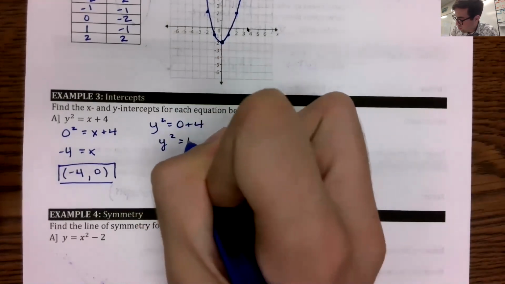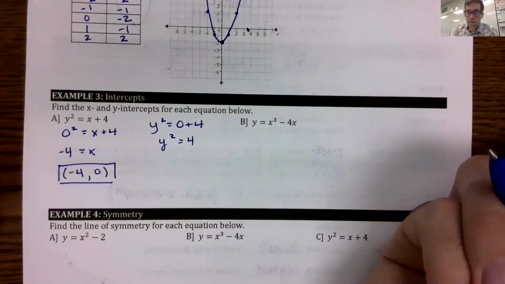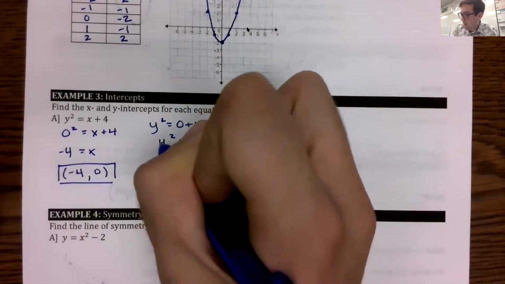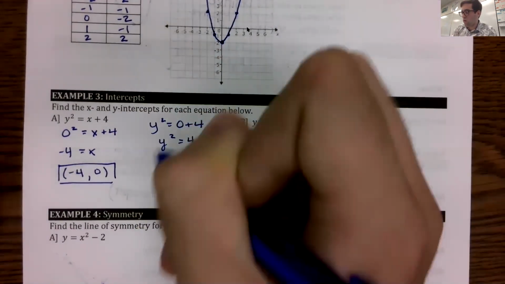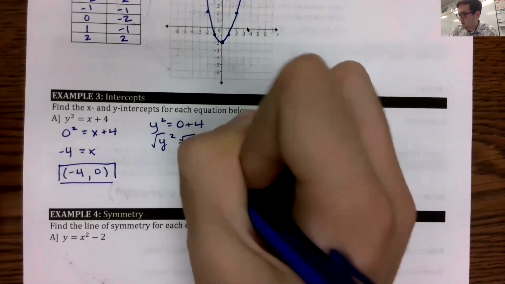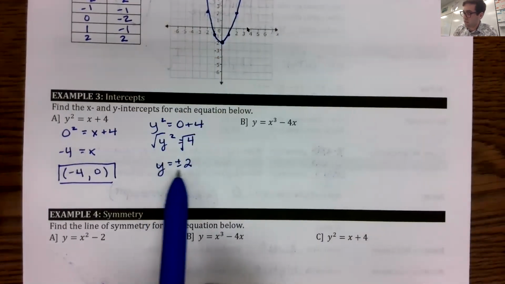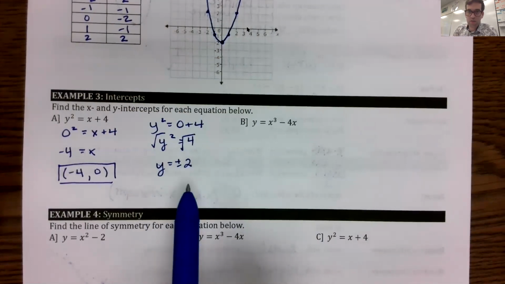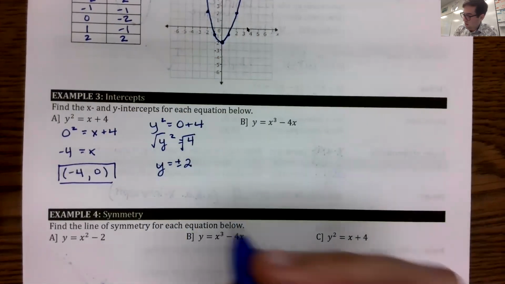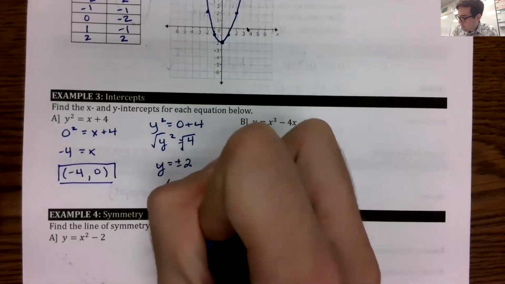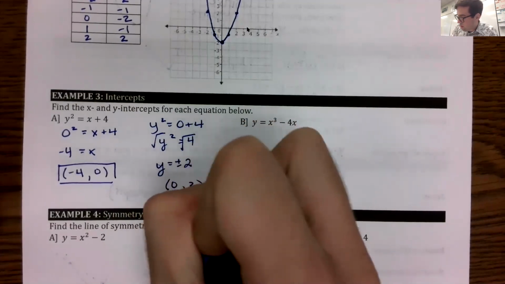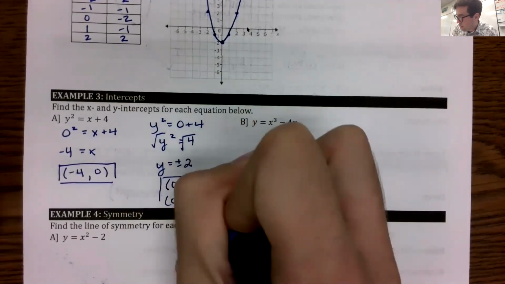So we have y squared equals 4. And I'm going to square root both sides. Now, this is important. Whenever I'm the one that initiates a square root, which I'm going to do right now, I have to write plus or minus in the answer. Because technically, 2 squared is 4, but negative 2 times negative 2 is also 4. So we write this as 0, comma 2, and 0, comma negative 2. There's all of our y-intercepts.